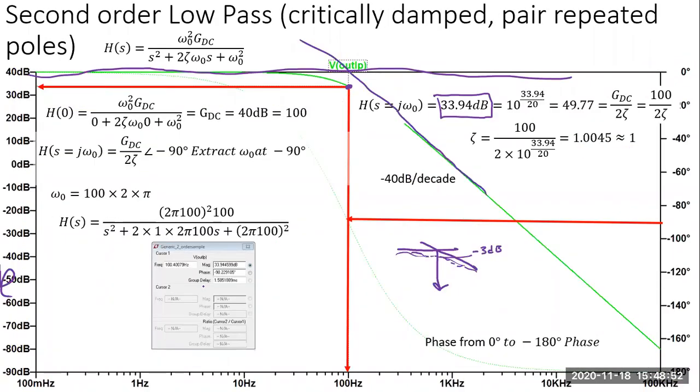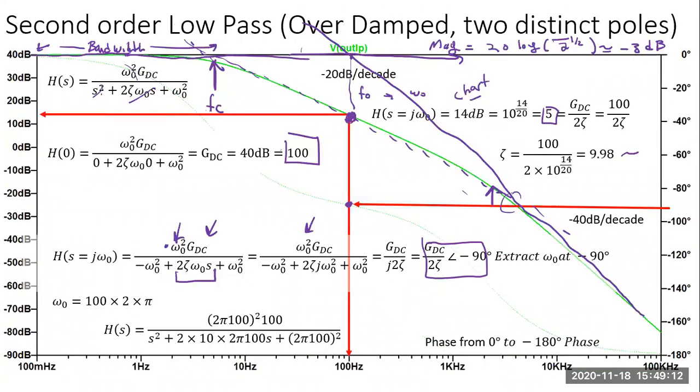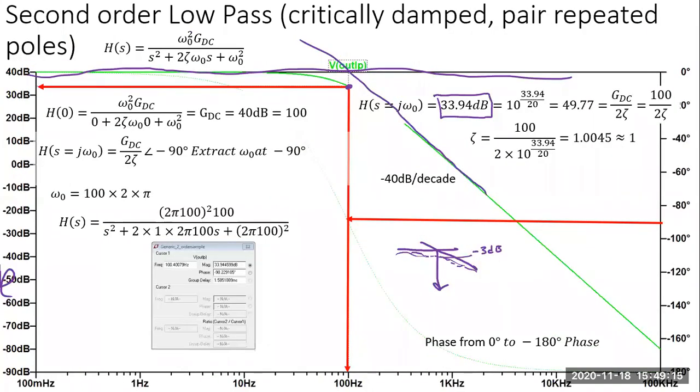So omega naught, we calculate that the same way or extract it however you want. What's different is that H at omega naught is now 34. And in the other example, it was 59.9. And in the previous example, it was 14. So given that all of these have the same phase change and the same omega naught, what we're seeing is the magnitude of the transfer function at omega naught getting bigger the smaller the damping ratio is.